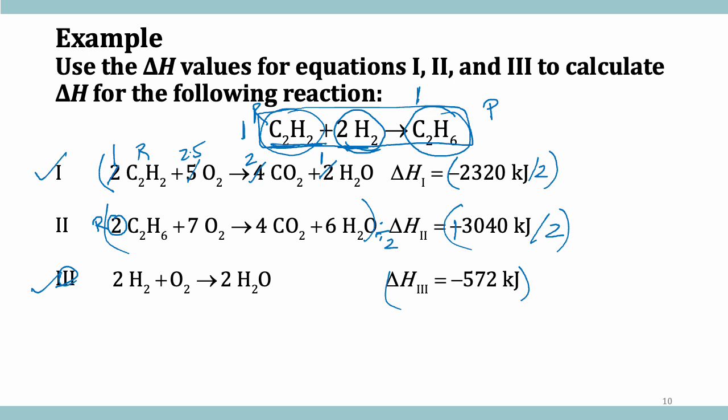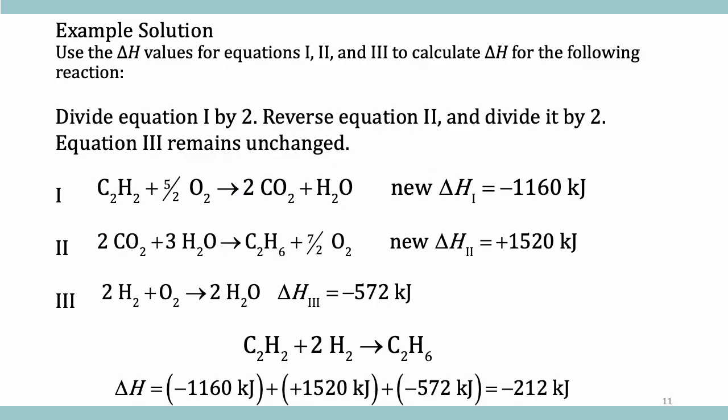Okay, so let's rewrite all these three equations. They are like this: C2H2, so I divided everything by 2. Delta H is divided by 2. The second reaction, I flipped it and I divided it by 2, so it gives me flipped and divided by 2. The third reaction is as it is. Now if you add these reactions, what do we get?